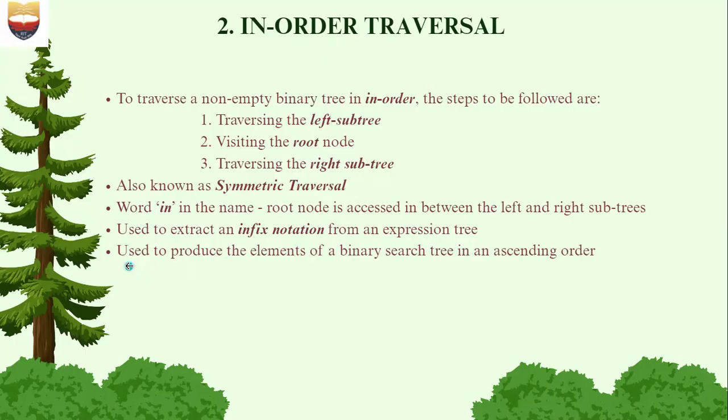Next, it is also used to produce the elements of a binary search tree in ascending order. If you do the same in-order traversal on a binary search tree, then you will get all the elements in ascending order or alphabetical order, depending upon the values of each node given in the tree structure.